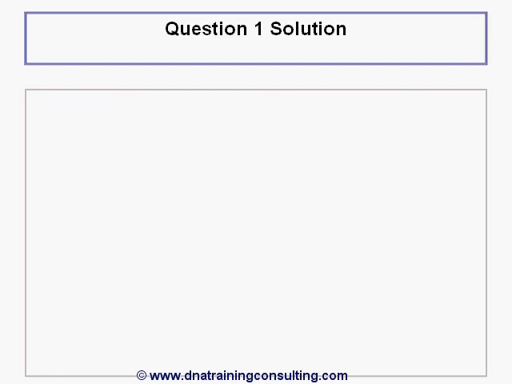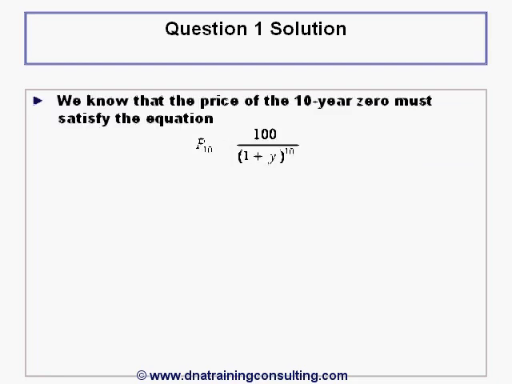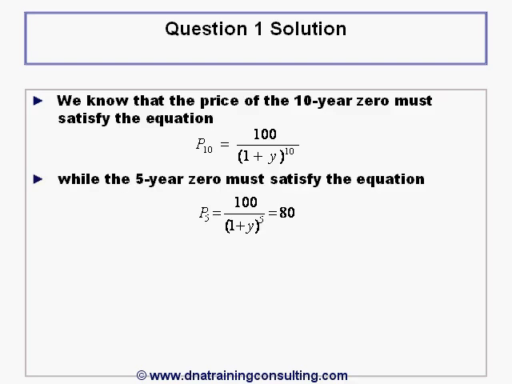Solution to question 1. We know that the price of the 10-year zero must satisfy the equation appearing here, since the price is simply the face value discounted at 1 plus y to the power 10 for 10 years. By the same token, the 5-year zero must satisfy the equation here, P5 equals 100 discounted at 1 plus y to the power 5, but we are also told the 5-year zero is worth $80.